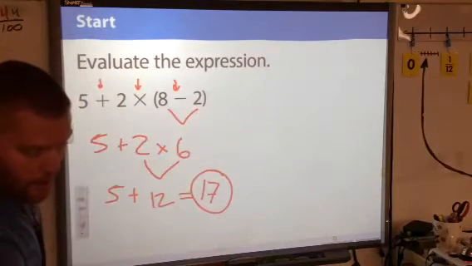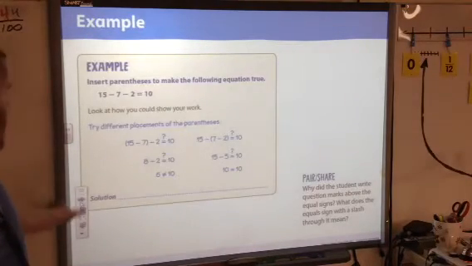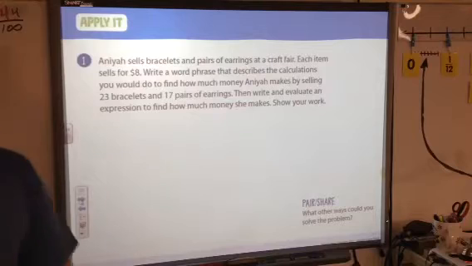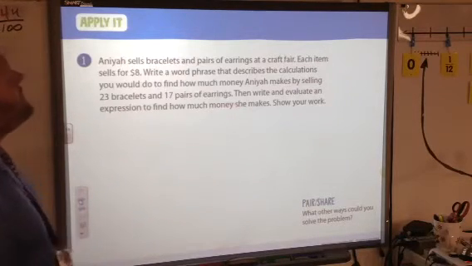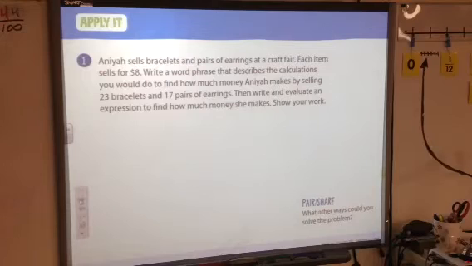Alright guys, so we are on page 641 in your teacher's manual packet. Go ahead and follow along with me. It says, Anya sells bracelets and pairs of earrings at a craft fair. Each item sells for $8. Write a word phrase that describes the calculations you would do to find how much money Anya makes by selling 23 bracelets and 17 pairs of earrings. Then write and evaluate an expression to find how much money she makes.